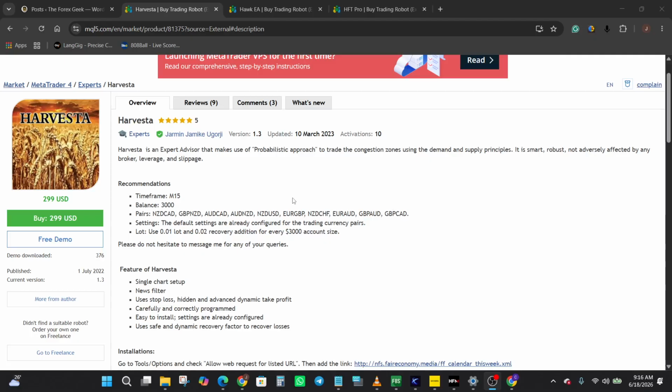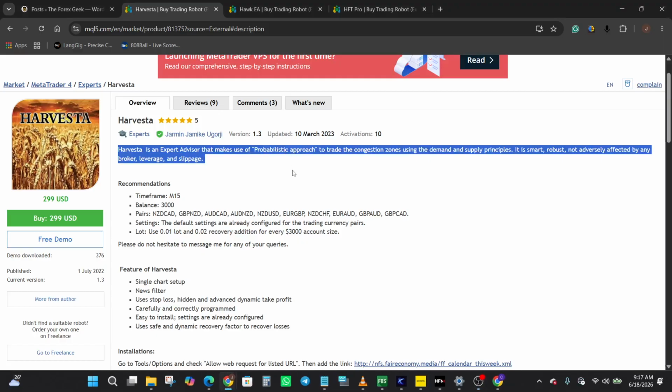Starting with the marketplace listing, Harvesta EA is priced at 299 US dollars and developed by Jamike Ugoji. The version shown here is 1.3, last updated on March 10th, 2023, with 10 activations listed. From the description, this is an expert advisor built around a probabilistic approach designed to trade congestion zones using supply and demand principles.